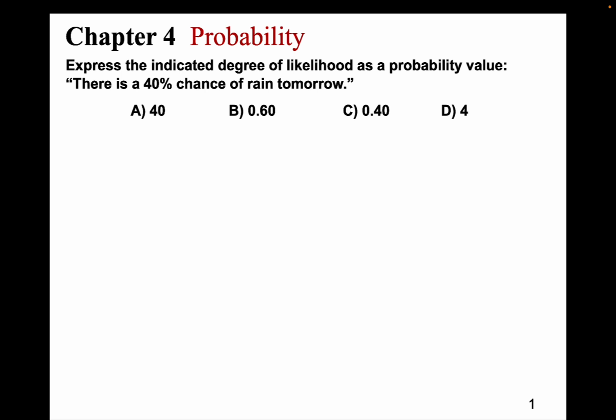Let's start by expressing the indicated degree of likelihood as a probability value. We're given a statement that says there is a 40% chance of rain tomorrow. This statement was given to us as a percentage, and we are being tasked with rewriting that percentage as a probability. We haven't discussed the requirements for this yet, but let's see if we can guess which one it might be. 40%, do you think that means probability of 40, probability of 0.6, probability of 0.4, or probability of 4?